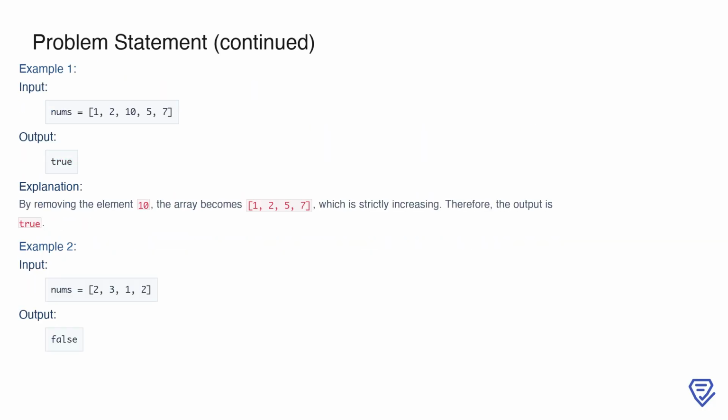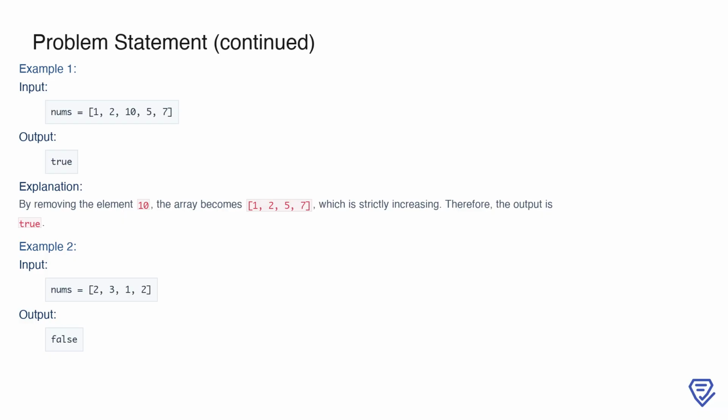In the first example, the input array is 1, 2, 10, 5, 7. Here, if we remove the element 10, the resulting array becomes 1, 2, 5, 7. This new array is strictly increasing because each element is smaller than the one that follows it. Since we were able to make the array meet the condition by removing just one element, the output is true.